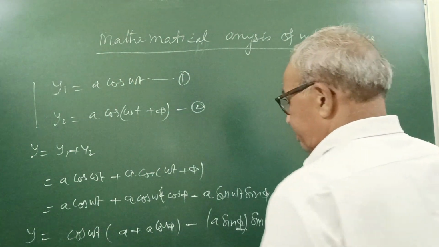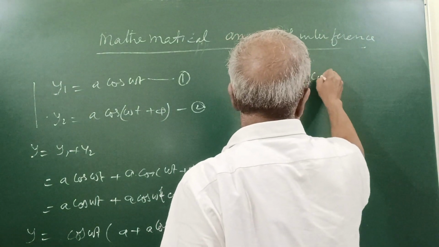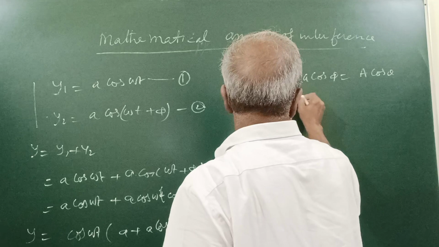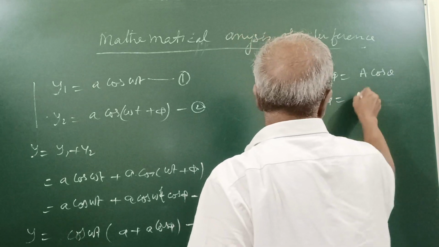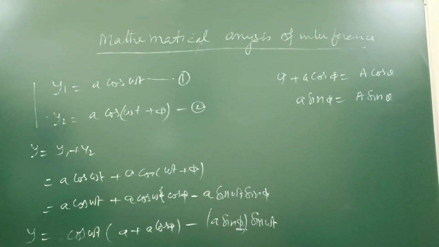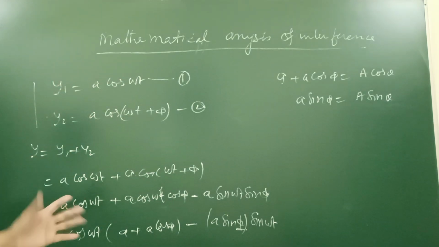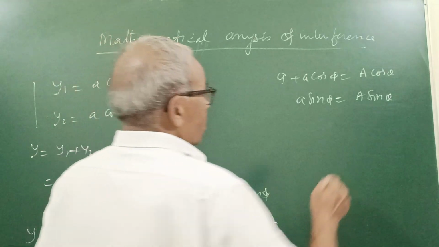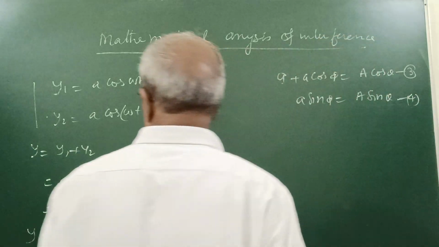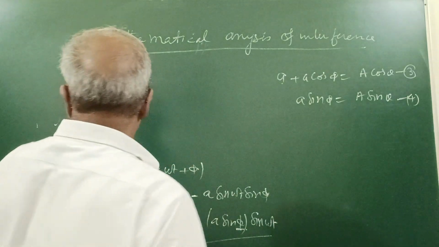Now if I take here A plus A cos phi equal to A cos theta and A sin phi equal to A sin theta. I am telling this because in the board exam one year a question came from this point of view, because it is given in NCERT and students were not able to solve it. Equations 3 and 4. If I put equations 3 and 4 here, what will I get?